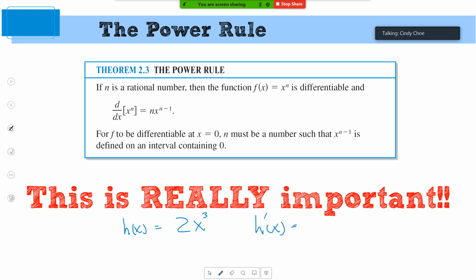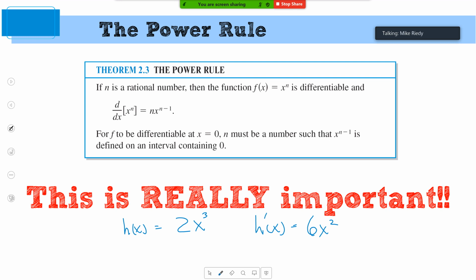Do you multiply it? Ooh. Do tell, Cindy. Would it be like 6x squared? Well, there's a pretty good chance you're right because I wrote it down. But does everybody agree?